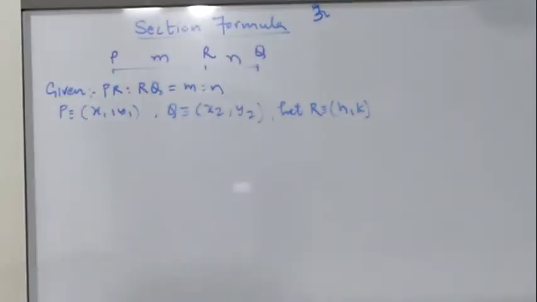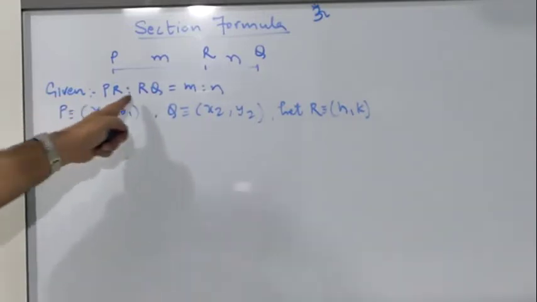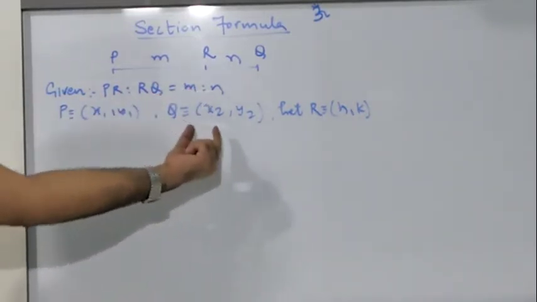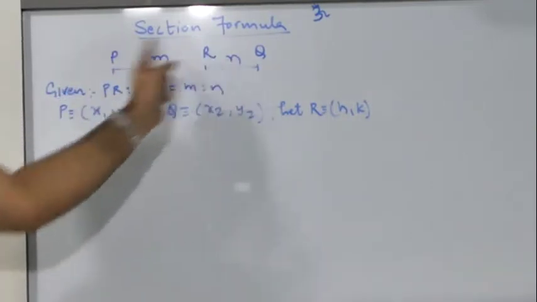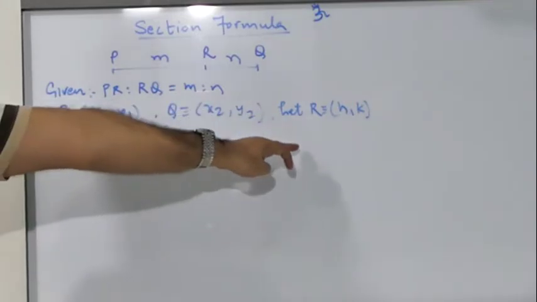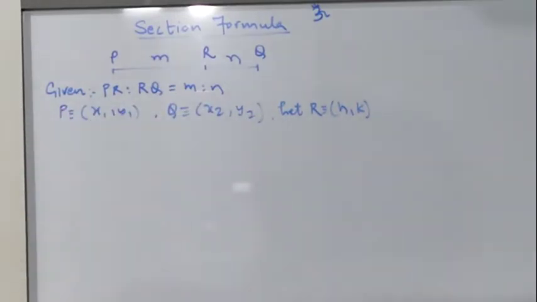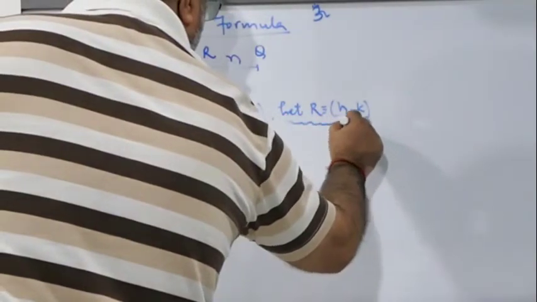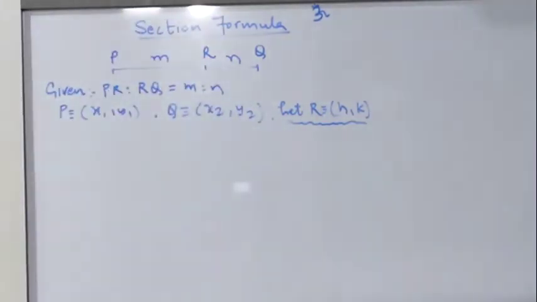Alright? Now, what does the section formula say? The ratio is given to you, you are given the coordinates of P, you are given the coordinates of Q. You have to find the coordinates of R, which is h comma k. This is what you have to find. Alright? What does the formula say?